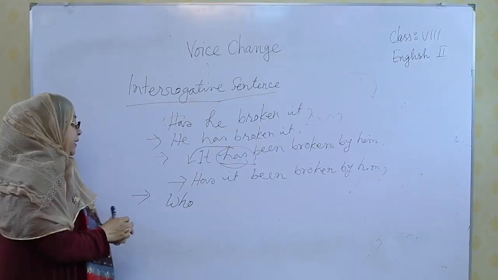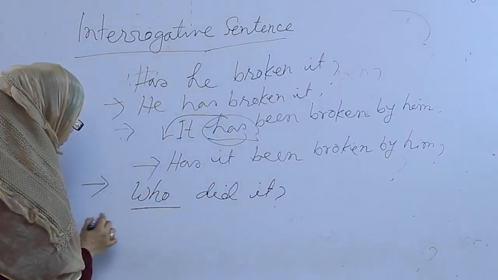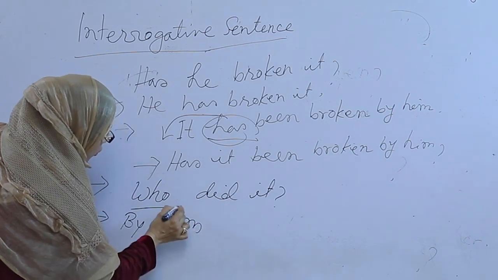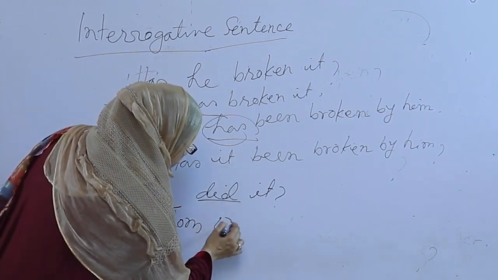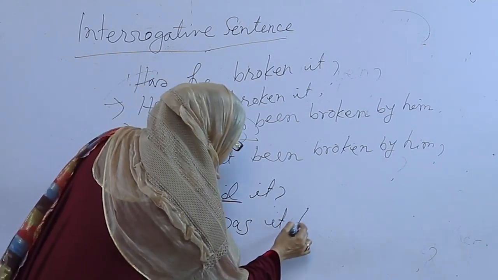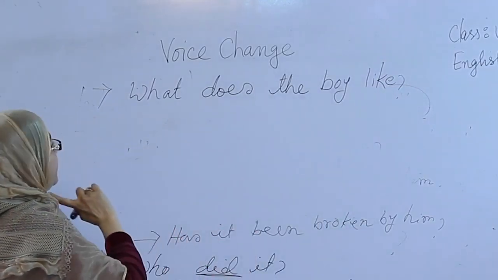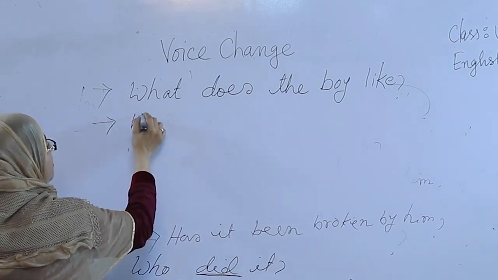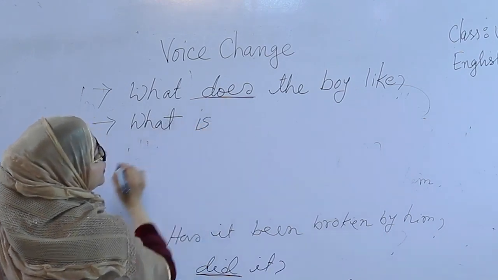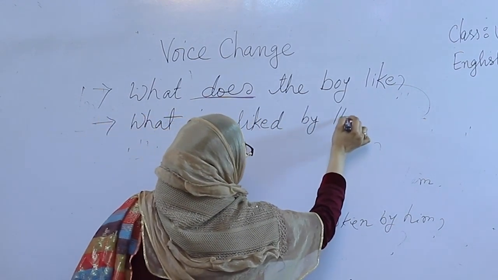Look at another example: who did it? When we turn it into passive, we use by whom instead of who. By whom? Use the be verb was because it is past form. By whom was it done? What does the boy like? Passive form: what, because it is present form. What is liked by the boy?